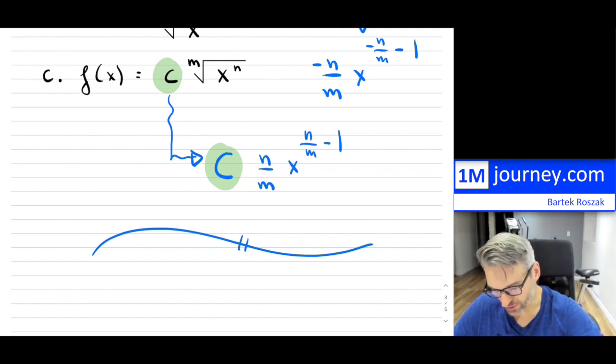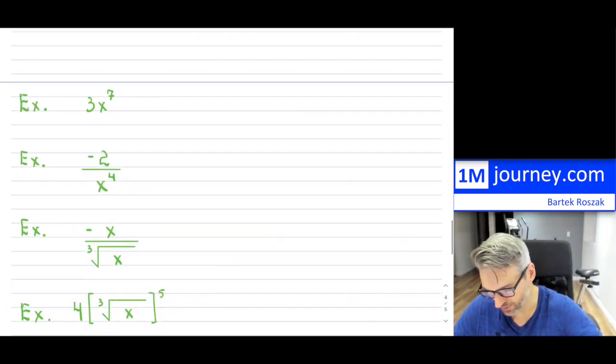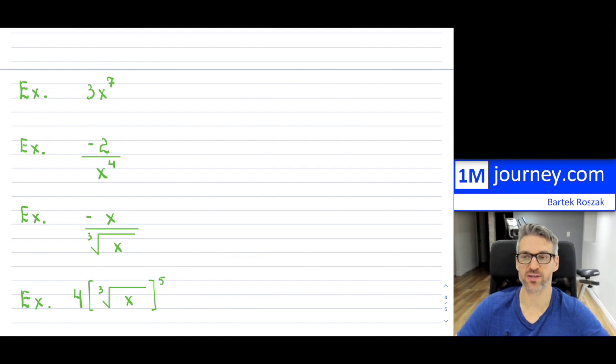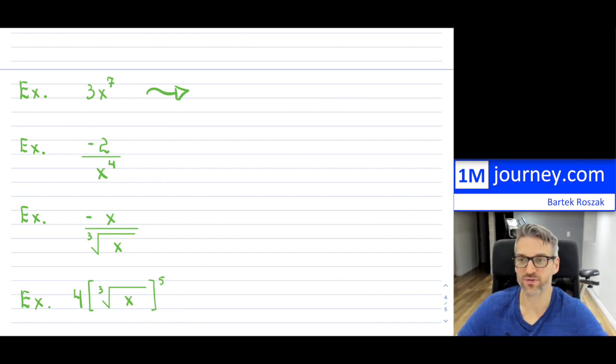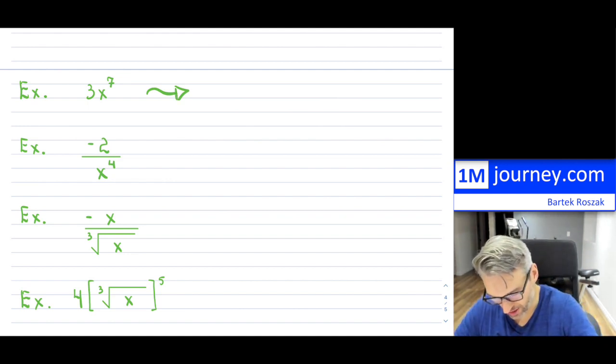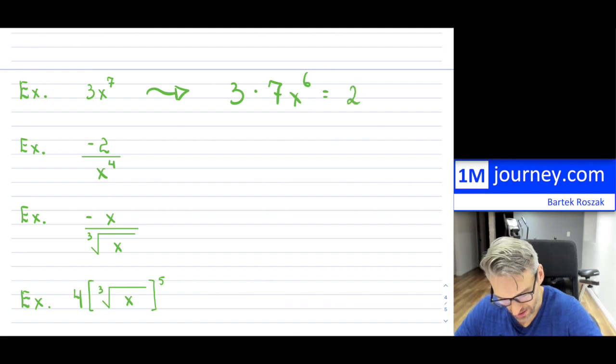Okay, so now to finish this video with a few examples, here's some functions that I have for you. So if you were doing this and I asked you, all right, what is the derivative? Well, the derivative, the constant stays in front. Now the 7 will drop to the front. So this is going to be 3 multiplied by 7, x to the 7 minus 1, which is 6. So the derivative is 21 x to the 6.